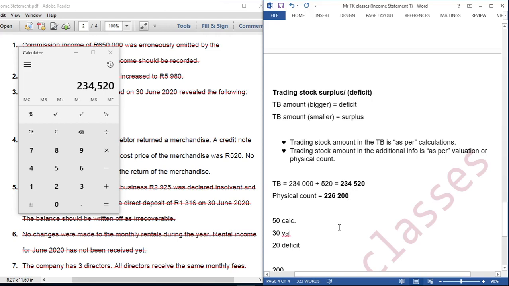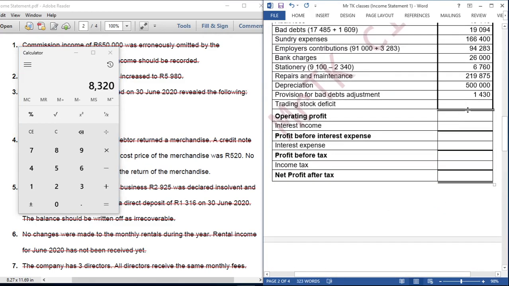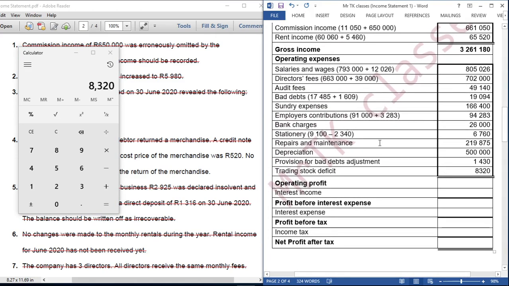Let's say you are the accountant of the business, or the owner of the business. You have done your calculations. You have ascertained that the inventory that you should be having in the business is this much. Now you go to the warehouse, you see inventory of this only. It means that the difference between the two, you should recognize it as an expense. Maybe inventory was stolen or there were breakages and all that. So it should be recognized as an expense. So we have an expense of 8,320. Right.